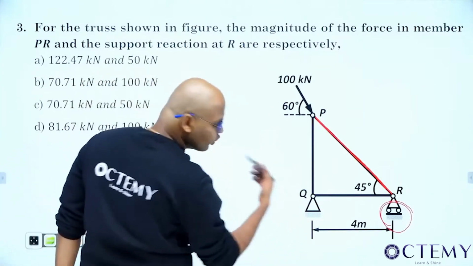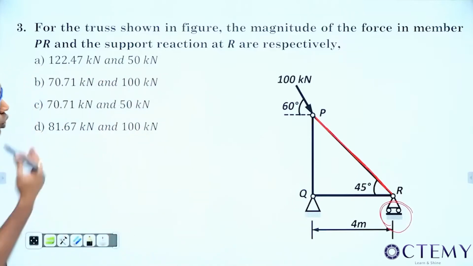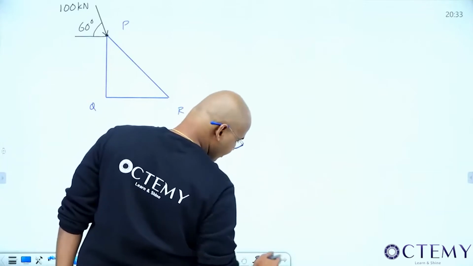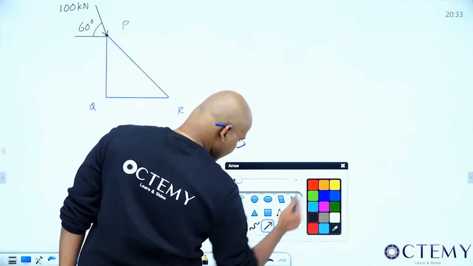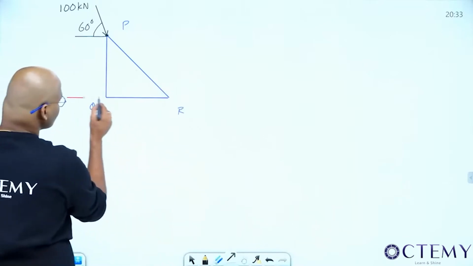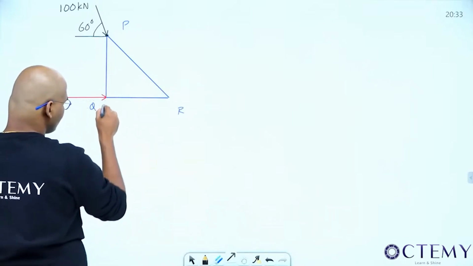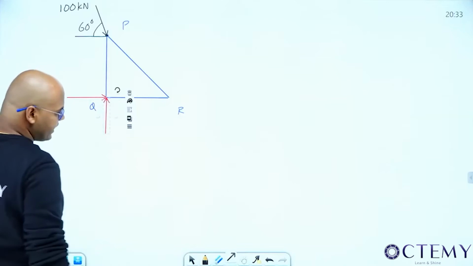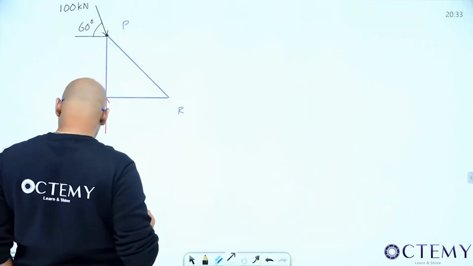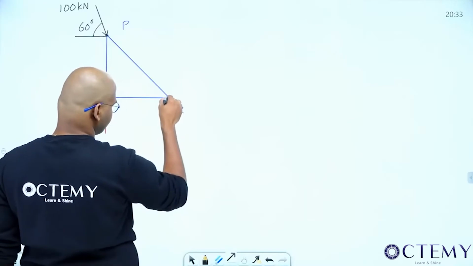Reactions. At Q, listen to me. At Q, what is the support? Hinge support. As it is hinge support, it will offer maximum 2 support reactions. And at R, I have a roller support, so it will offer only 1 support reaction. This is the one.